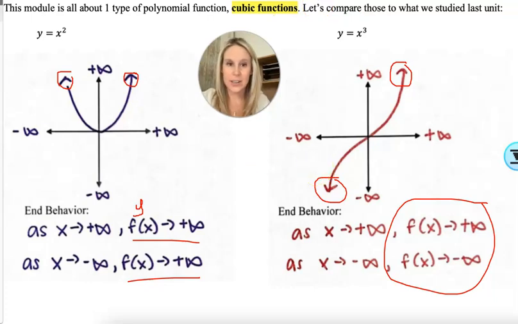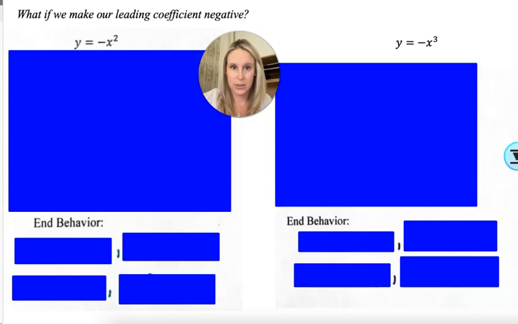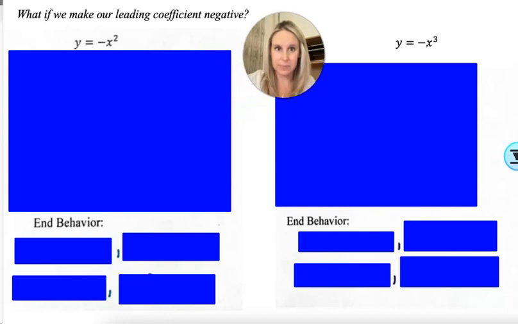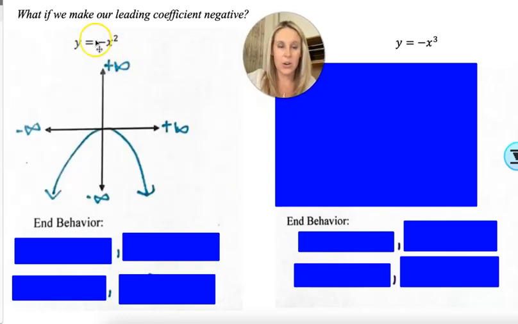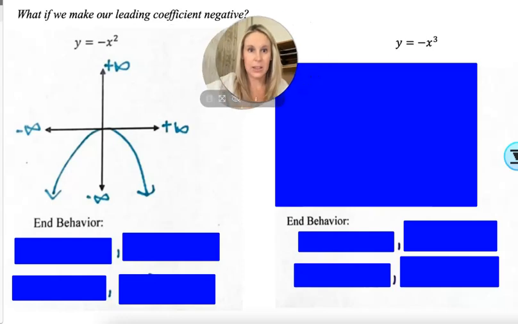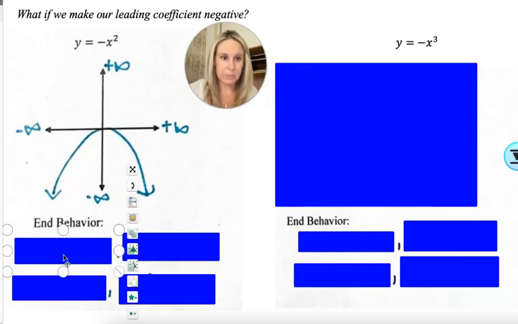All right. I know you guys missed end behavior so much. Let's talk about if we make the leading coefficient negative. So I know a negative is going to reflect it over the x-axis, and so I'm going to have a quadratic that opens down. Let's review that end behavior.